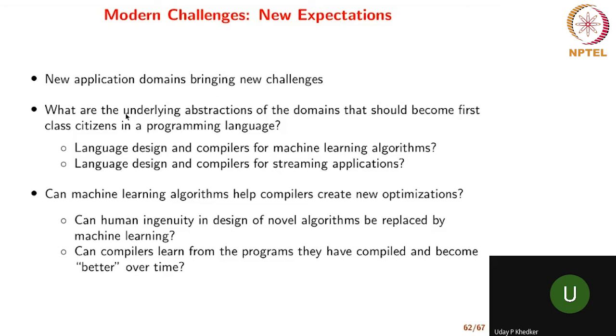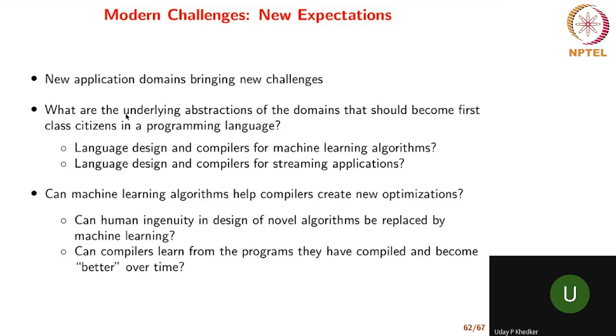So there's also an effort to design languages and compilers for streaming applications. I mean, what we do on the internet, we just stream the thing. So we have a stream of data coming in. So there are different kinds of operations that are required to be performed. So would the same language that we use be useful there, or do we need to design different languages and different kinds of compilers?